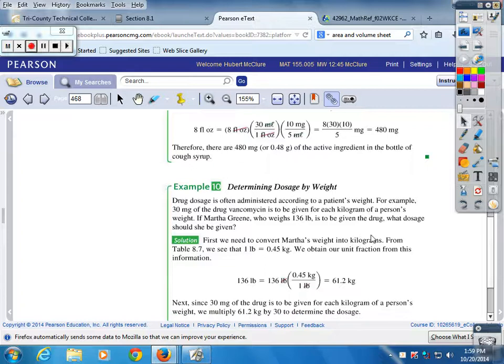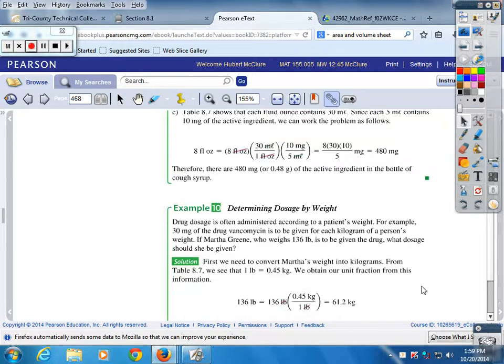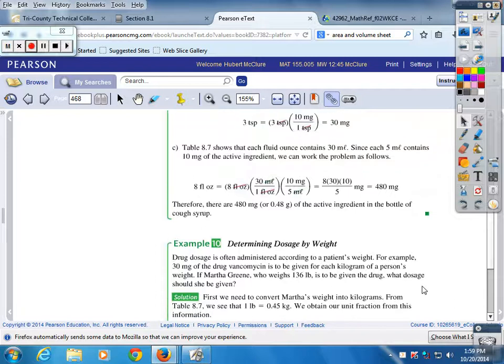This is a health question. Drug dosage is often administered according to a patient's weight. For example, 30 milligrams of the drug is to be given for each kilogram of a person's weight. That's a ratio right there you start with. Write that down or circle that. If Martha Green, who weighs 136 pounds, is to be given the drug, what dosage should she be given?